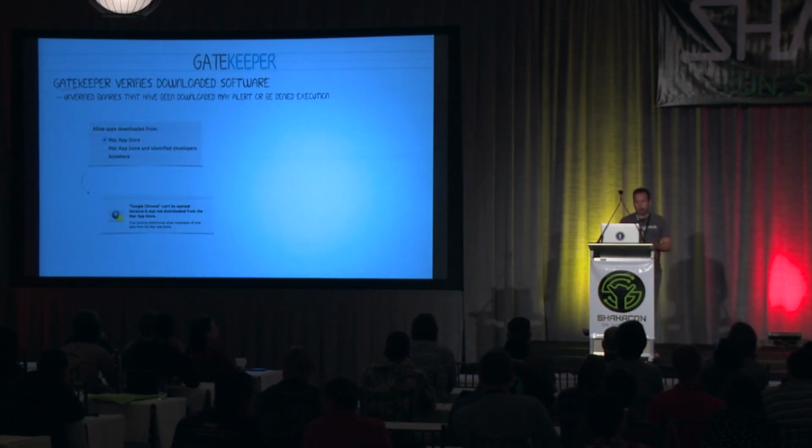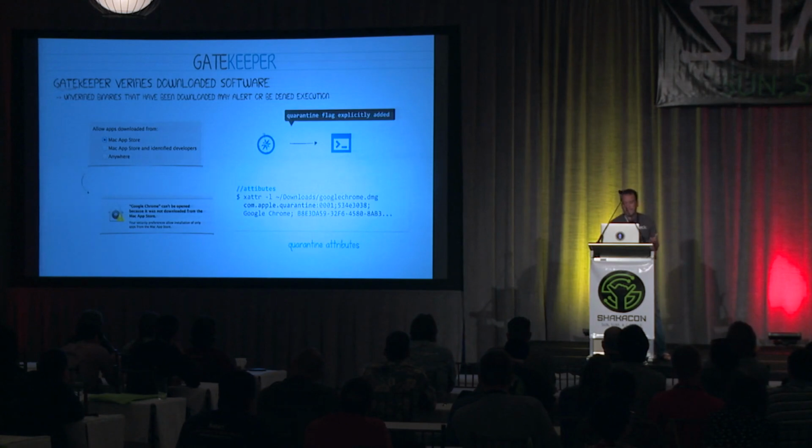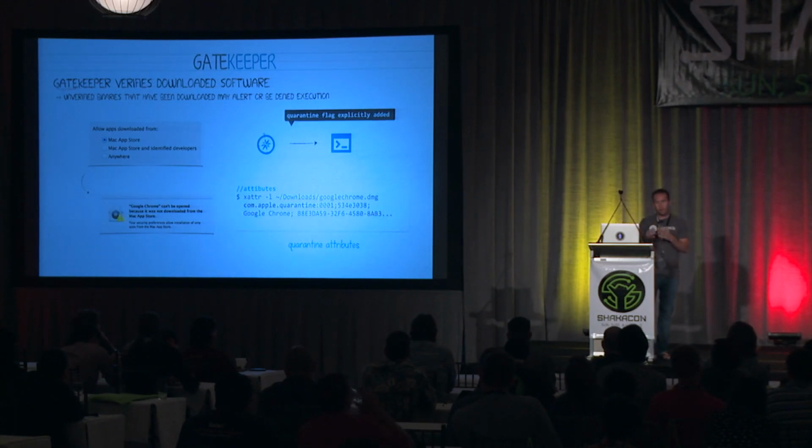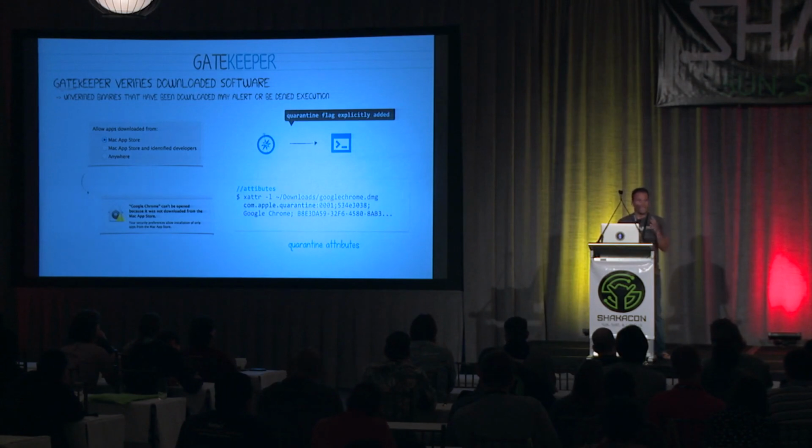The way Gatekeeper works is for programs that are downloaded from the internet, Gatekeeper will validate the digital signature of the downloaded file and choose whether to let it run based on the user's settings. Gatekeeper, though, only checks files that have a quarantine attribute set. So when the file is downloaded, the application responsible for downloading it, so maybe iTunes, the App Store, or more commonly a browser, has to set this quarantine bit.